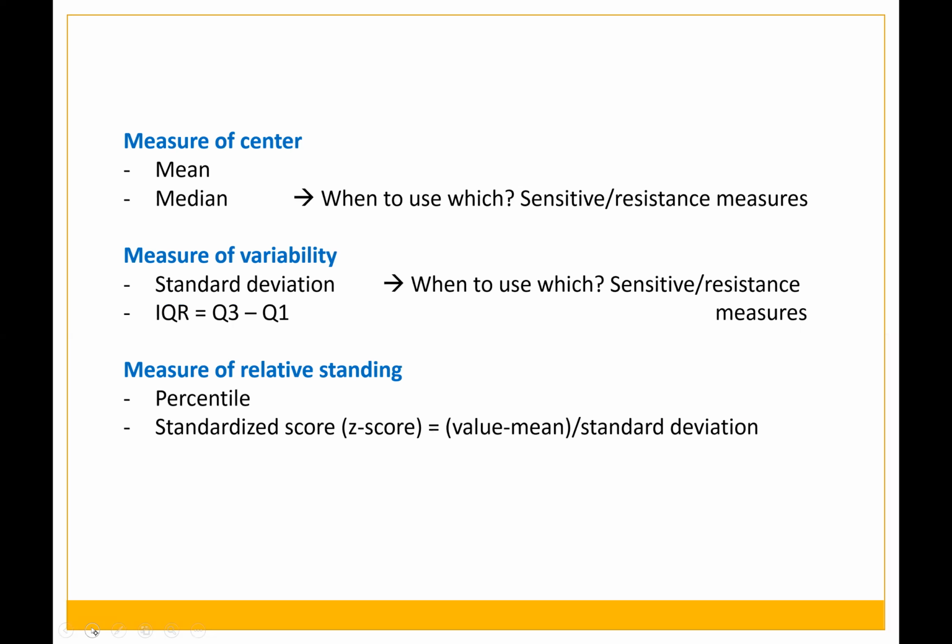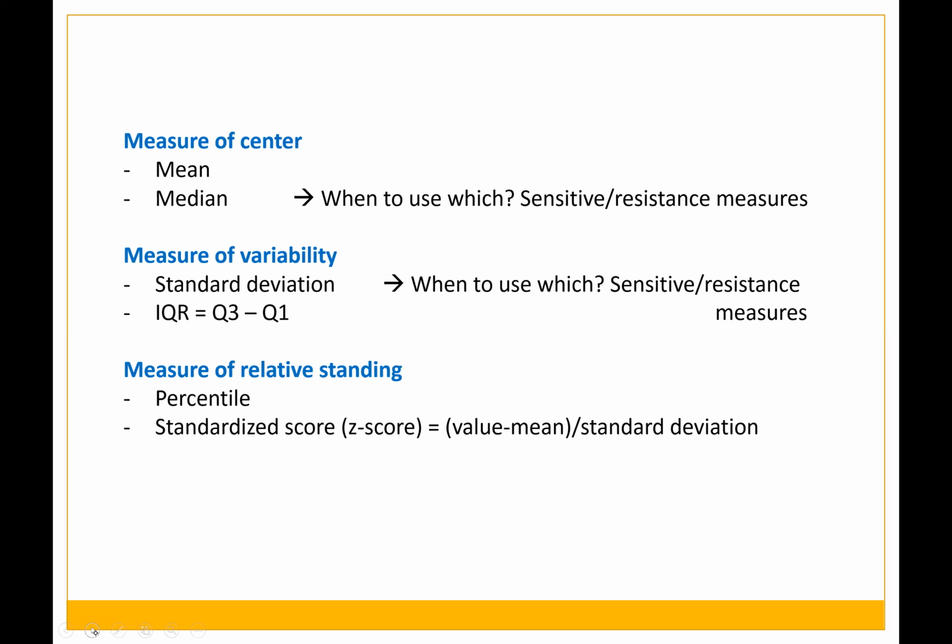Similarly, for measure of variability, we also have a sensitive and a resistant one. Standard deviation is a sensitive measure, where it accounts for all the values in the sample and their difference from the mean. And IQR is the resistant one, where you only take Q3 minus Q1, so it's more suitable for samples that have outliers.